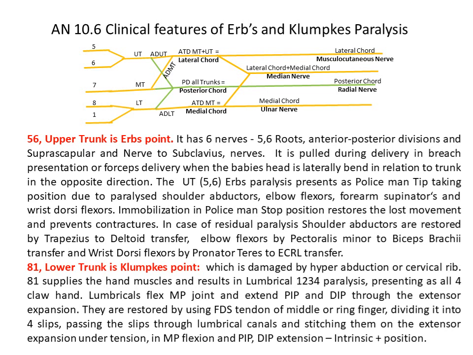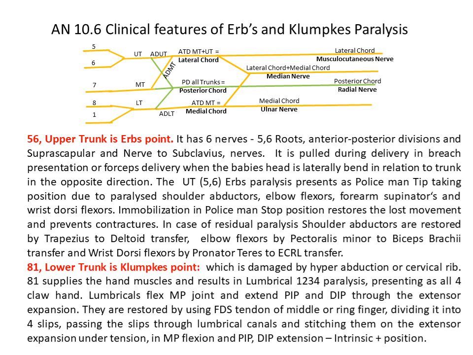Now we look at the Erb's point and the Klumpke's point. The 5, 6 or upper trunk is the Erb's point. It has 6 nerves. The 5, 6 roots, the anterior posterior divisions, and suprascapular nerve and nerve to subclavius. It is pulled during delivery in breech presentation or forceps delivery when the baby's head is laterally bent to the opposite direction, in the opposite side of the paralysis.